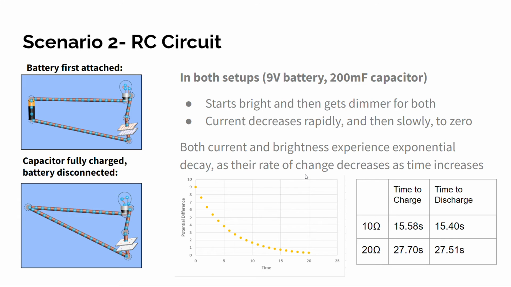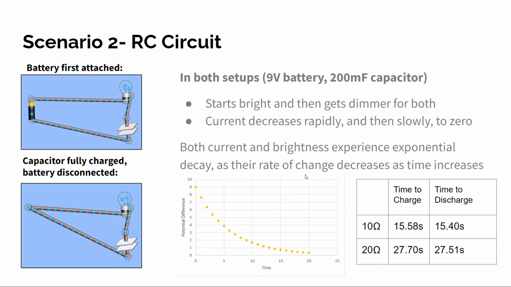In the next phase, we took the battery out and reconnected the circuit and allowed charges from the capacitors to flow through the circuit. And again, the light bulb was glowing bright at the start as current was high, but as charges dissipated from the capacitor, current began to decrease more and more slowly over time, but it did decrease, and the bulb grew dimmer.